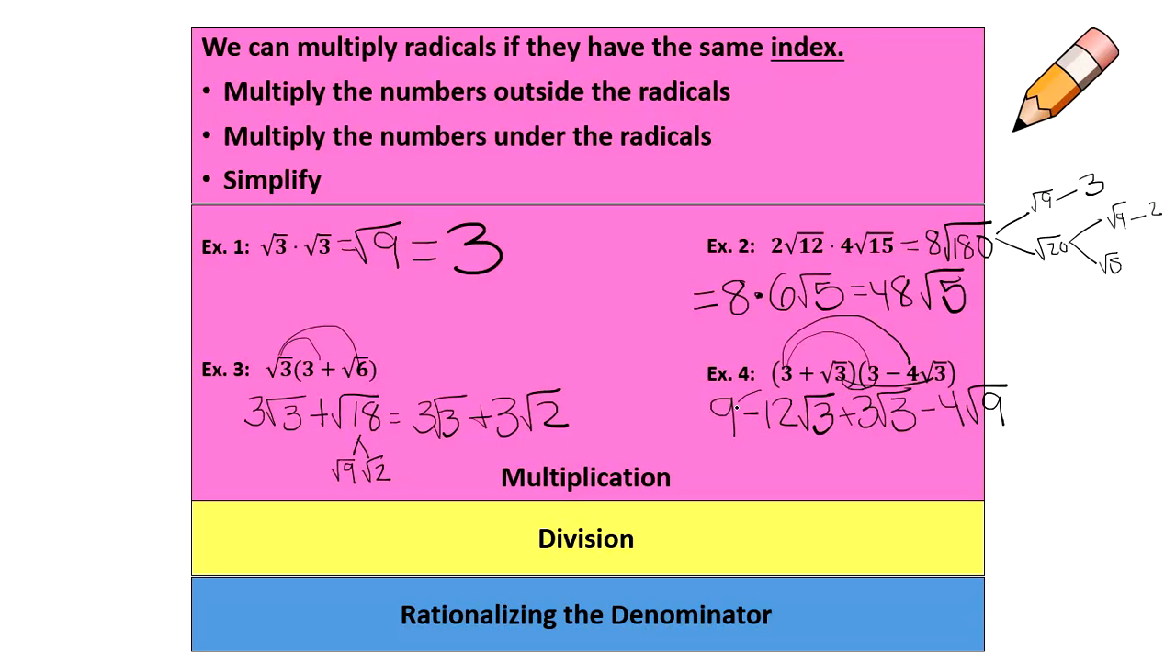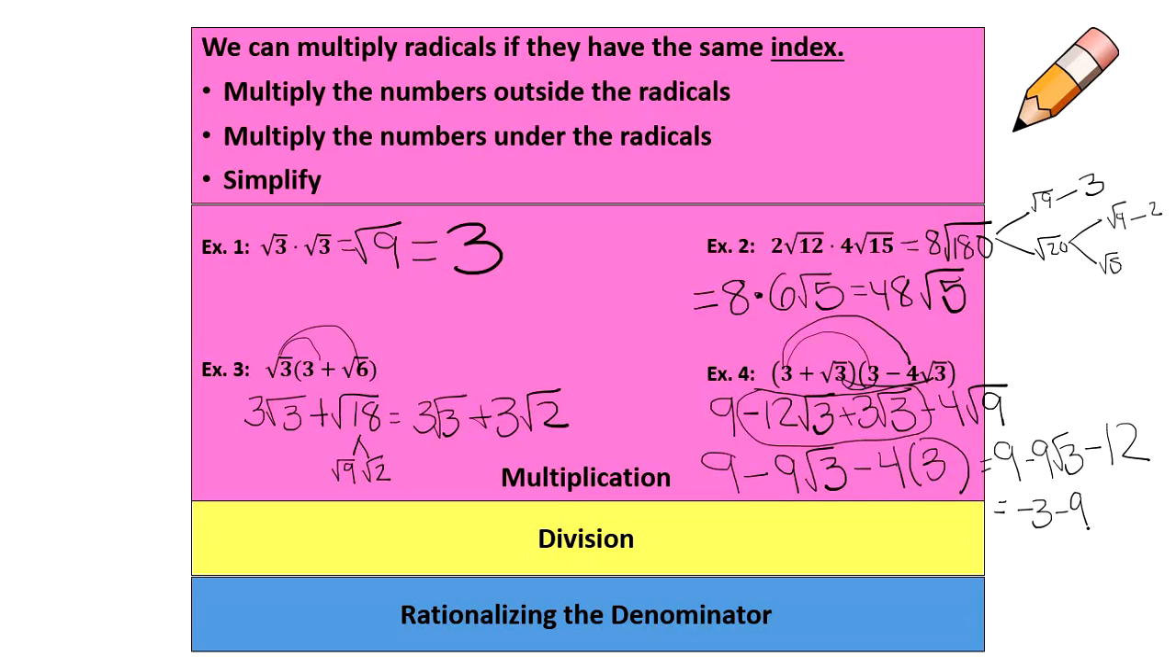I see I have like radicals right here, so let's combine that. I have 9 minus 9 square root of 3. Square root of 9 is 3 right here, so I technically have minus 4 times 3. So I have 9 minus 9 square roots of 3 minus 12, right? Negative 4 times 3. So this is technically 9 minus 12, negative 3, minus 9 square roots of 3 for my final answer.